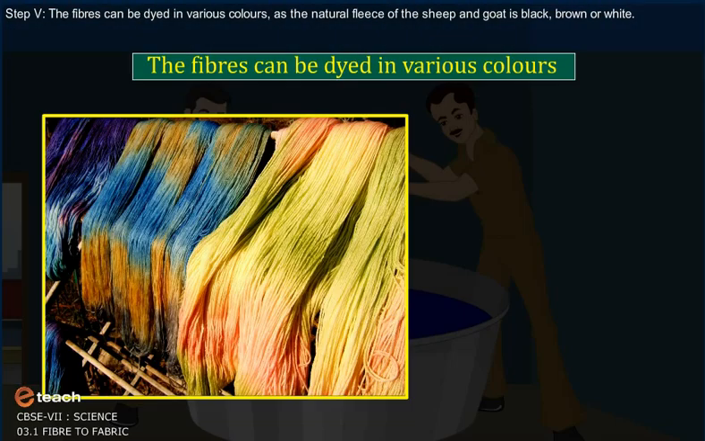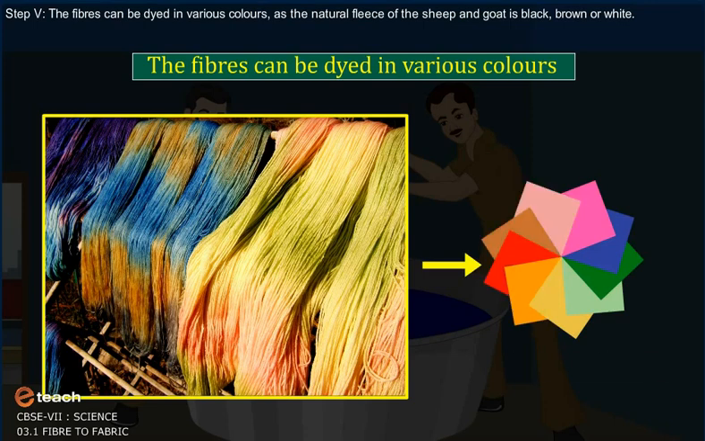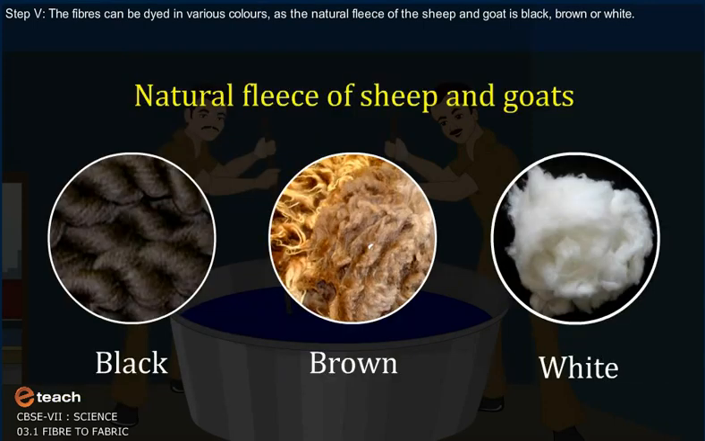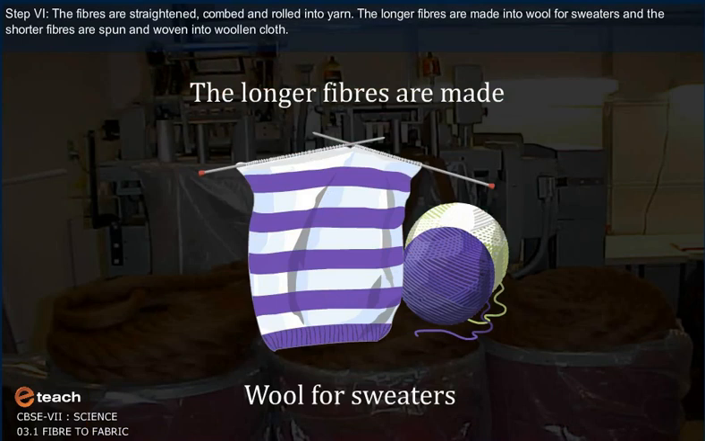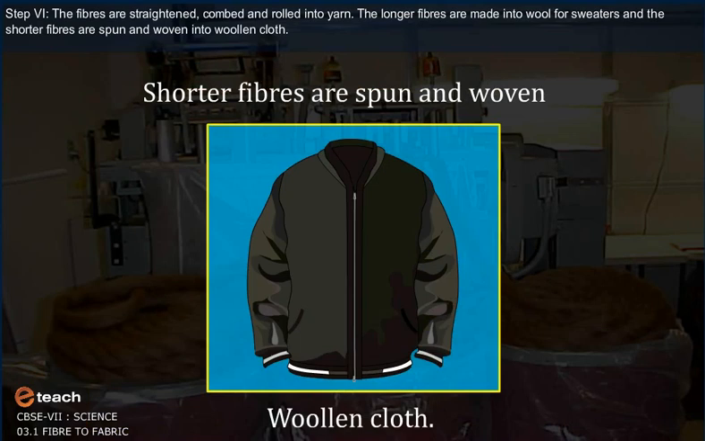Step 5. The fibers can be dyed in various colors, as the natural fleece of the sheep and goat is black, brown, or white. Step 6. The fibers are straightened, combed, and rolled into yarn. The longer fibers are made into wool for sweaters, and the shorter fibers are spun and woven into woolen cloth.